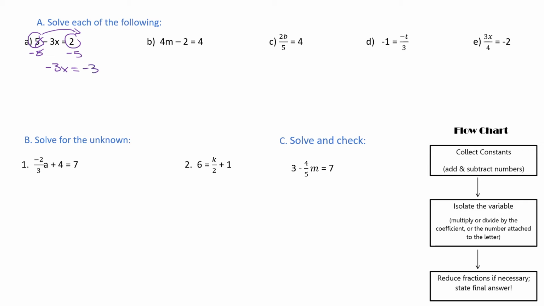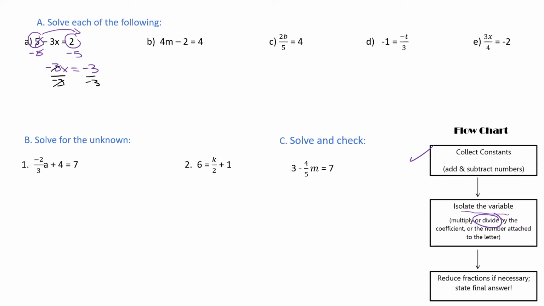So that's step 1. We collected our constants. Step 2 is isolate the variable. Our variable is an x, and in this case, I'm going to divide both sides by -3 so that they'll be gone.